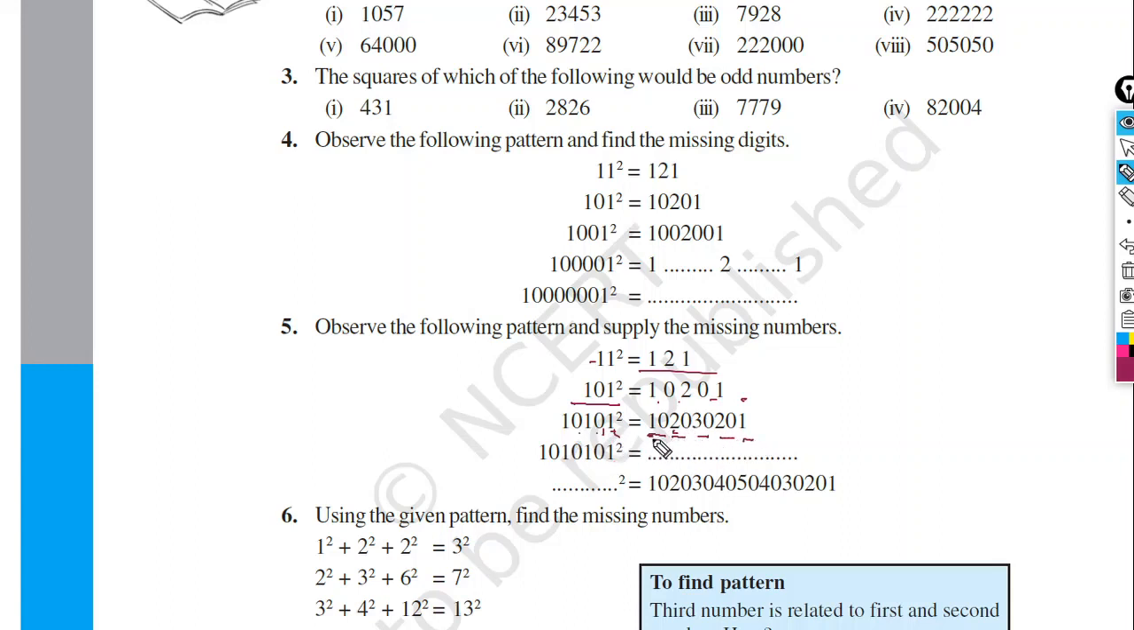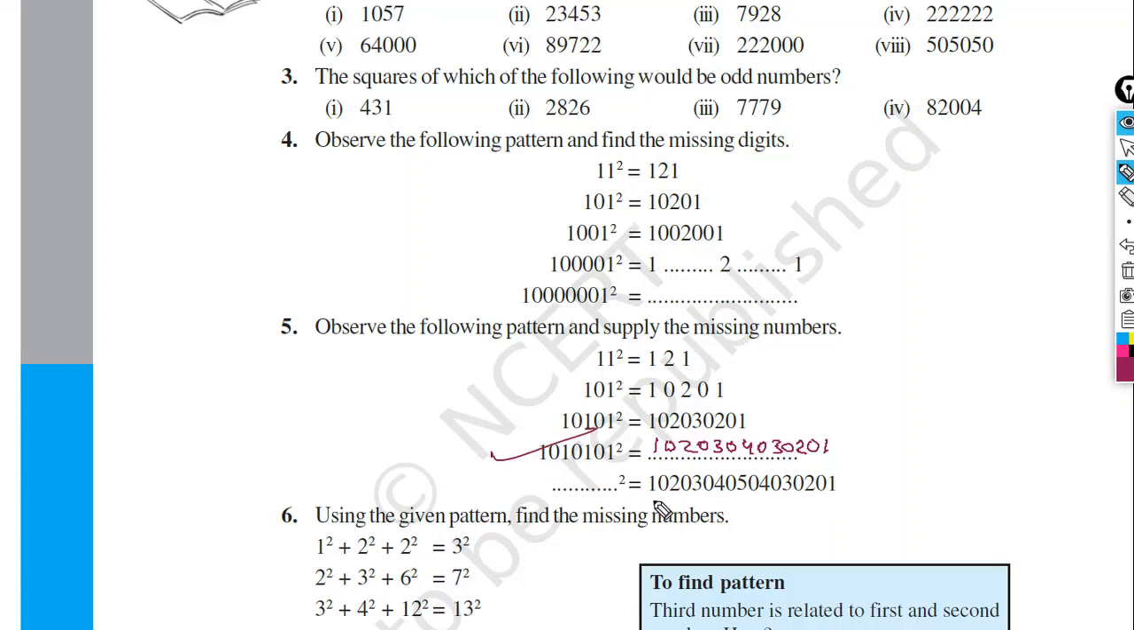Then here 102030201. Okay, very nice. Here you see again 1010101 square. So what will it be? It will be 10203040, then 30201. Okay, very nice pattern it is.